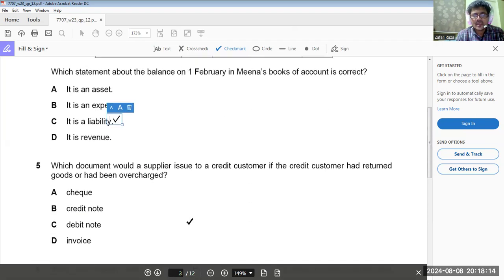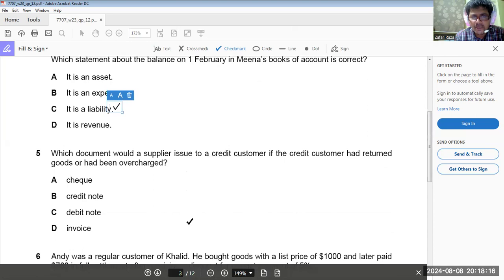Okay. Now, which document would a supplier issue to a credit customer if the credit customer had returned goods or had been overcharged? Now, whenever a buyer is returning goods, the seller or the supplier should issue credit notes for the return and overcharge.